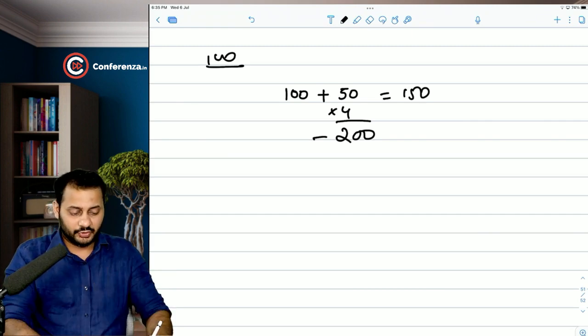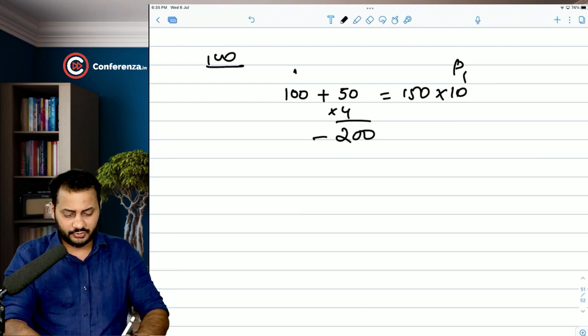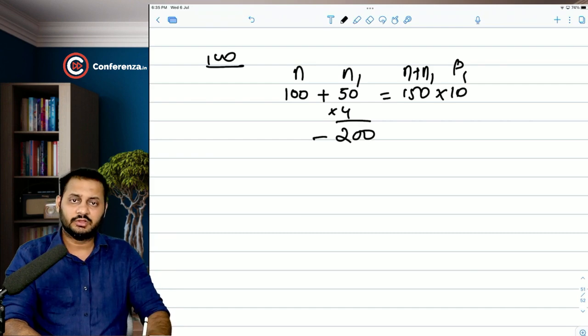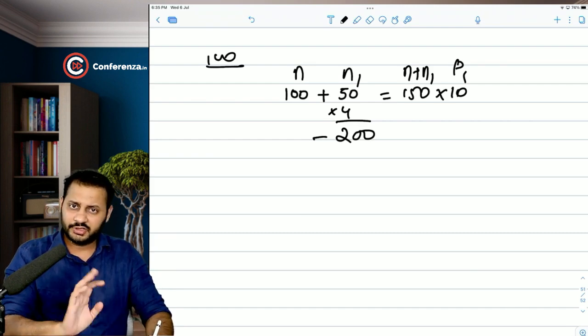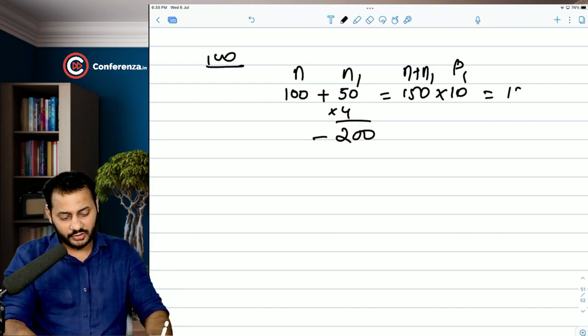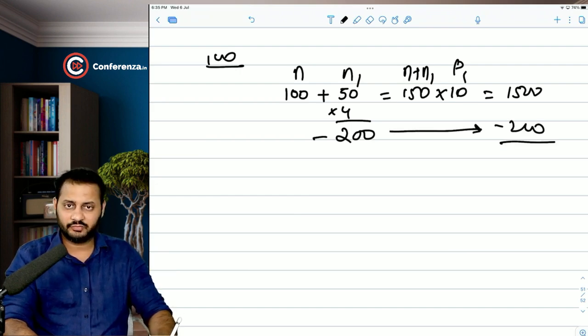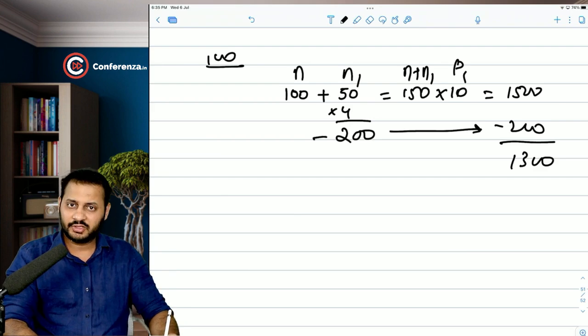But after the rights issue, what is going to happen? Every share will become P1, right? After the rights issue, this is N, this is N1, and this is N plus N1. After the rights issue, every share will be priced at 10 rupees. So the total wealth for you will be 1500, and you paid minus 200 for that. So net wealth for you is 1300.